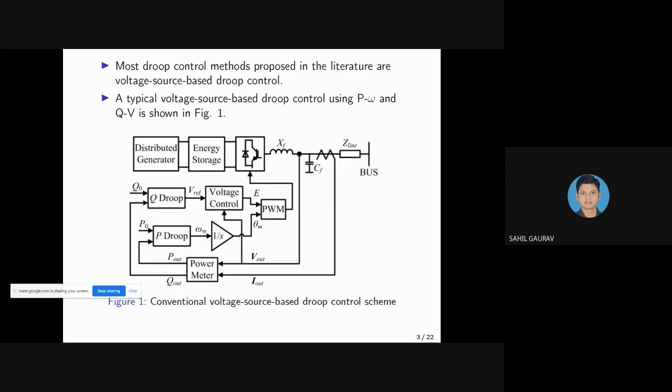And the multi-loop control, as we know, is composed of an outer voltage loop and an inner current loop. We will not go deep into the functionality of the voltage control. The output of this voltage control comes as the modulating voltage, which is fed to the PWM block. And the reference angle theta m for the PWM comes from the integrator, which is present at the output of the P droop block. So this is the brief working of the conventional voltage source based loop control scheme. Now we will see separately the function of various blocks like the P droop and Q droop blocks.